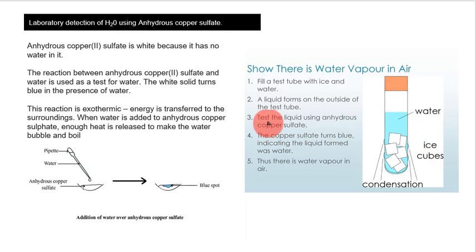And then if you were to take some of this water that's on the outside of the test tube and add copper sulfate to it, anhydrous copper sulfate, it'll turn a blue color. And what that shows is that there is dissolved water in the environment, that's in the atmosphere. And again, we look at these and we do these.